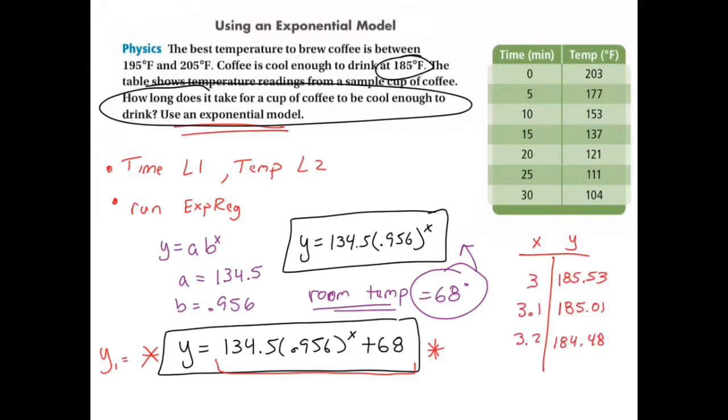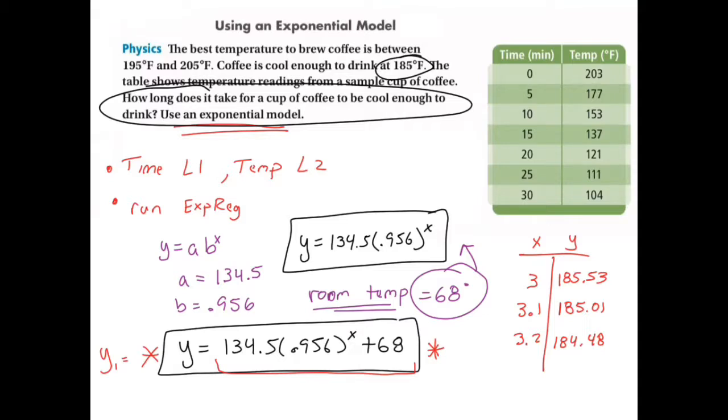When you put this in your graphing calculator, you're going to have to adjust your table set, because as you notice, at 3 it's going to say 185.53, but that's not exactly 185. And then it jumps to 4, which is 180.35. So there's a big gap there. You can't get the exact value when it gets to 185.